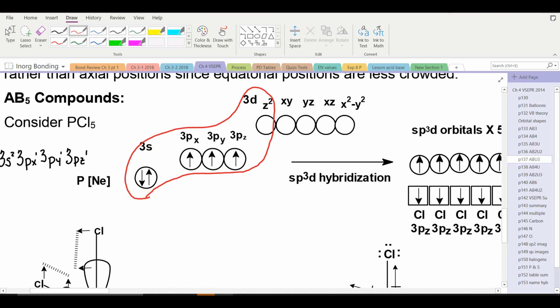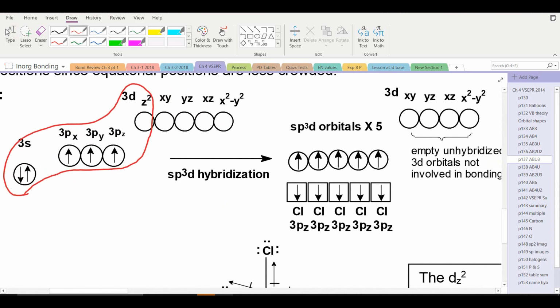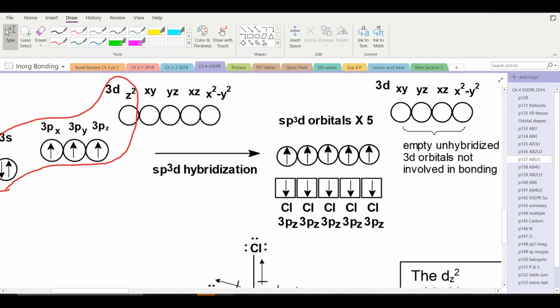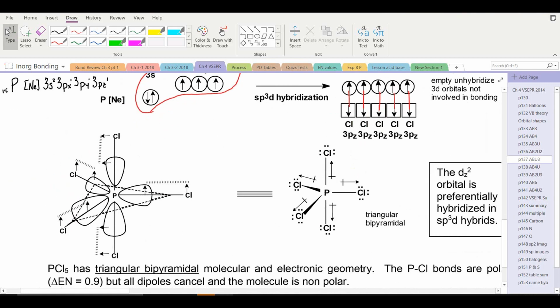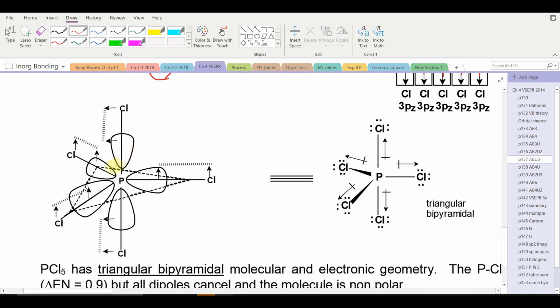It turns out that the dz squared orbital has the best shape and is the one that's used to form these hybrid orbitals. So this will give us 5 sp3d hybridized orbitals. Since we mix together 1 s, 3 p's, and 1 d, they are called sp3d. 1 plus 3 plus 1 makes 5. Each of them is half-filled. Each of them can now overlap with a half-filled pz orbital of a halogen, such as chlorine, giving us 5 covalent bonds, and they'll be arranged, as you see here, in a triangular bipyramidal structure.